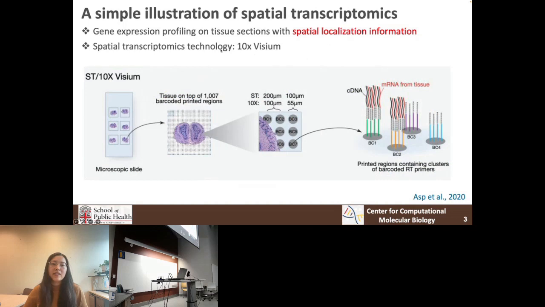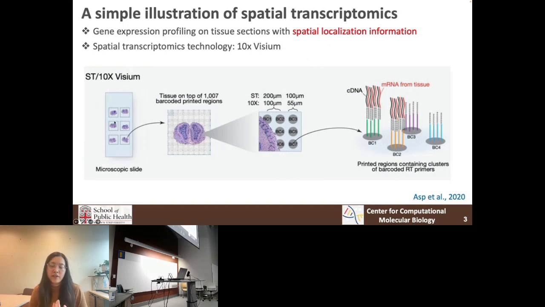And so here is a simple illustration of what spatial transcriptomics is. Briefly, spatially resolved transcriptomic technologies have enabled gene expression profiling with spatial localization information on biological tissues. There are several spatial transcriptomics technologies available, and one of the most popular commercial platforms is the 10x Visium. Here is a simple illustration of how this platform generates spatial gene expression data.